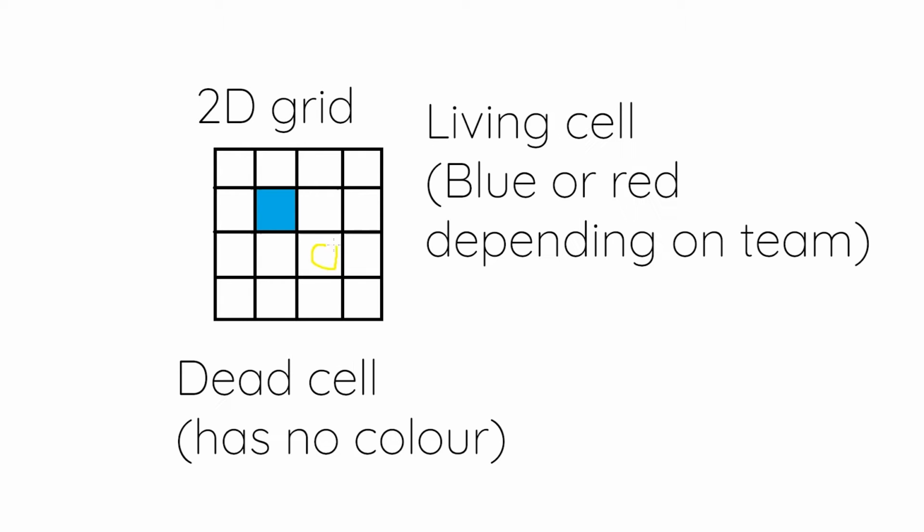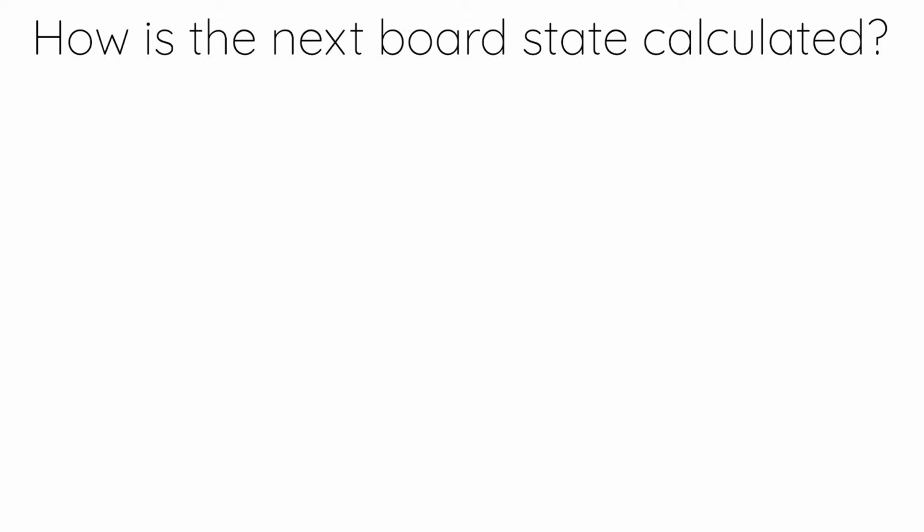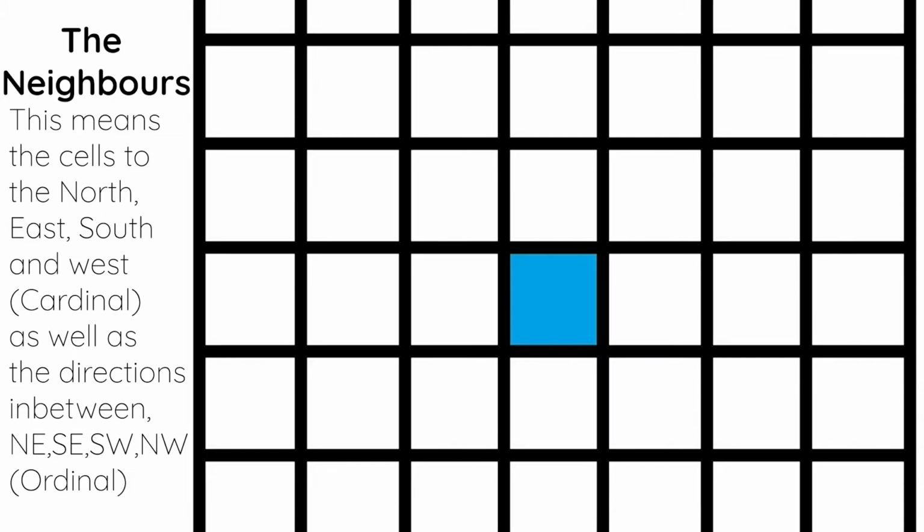The world is a 2-dimensional grid of cells that can either be dead or alive. The universe operates in discrete time steps where the previous state of the board determines the next state. You may be asking yourself, what laws govern the next world state? Well, there are 3 rules I'll go over now. When covering the rules, I'll mention a cell's neighbours a lot.